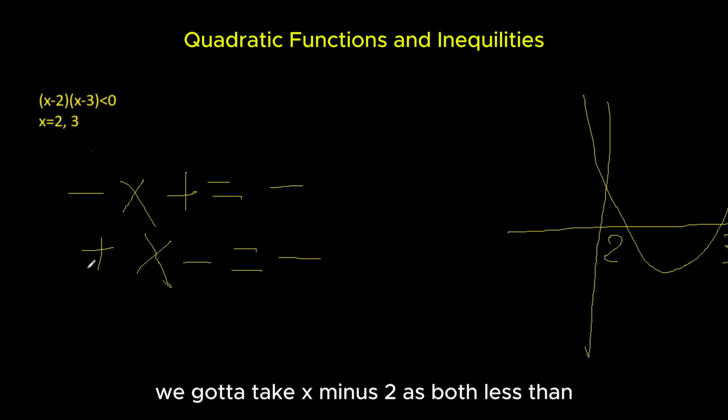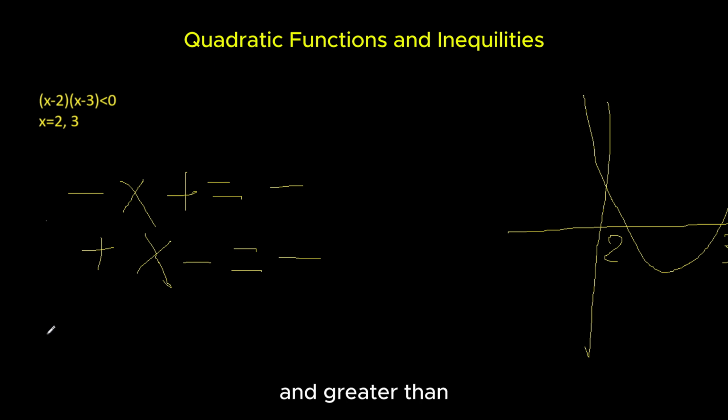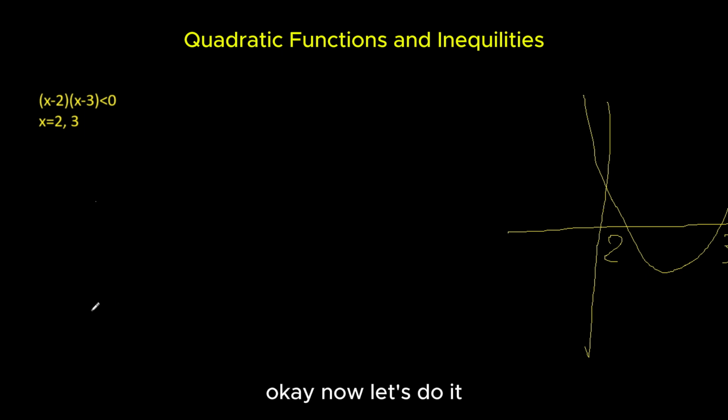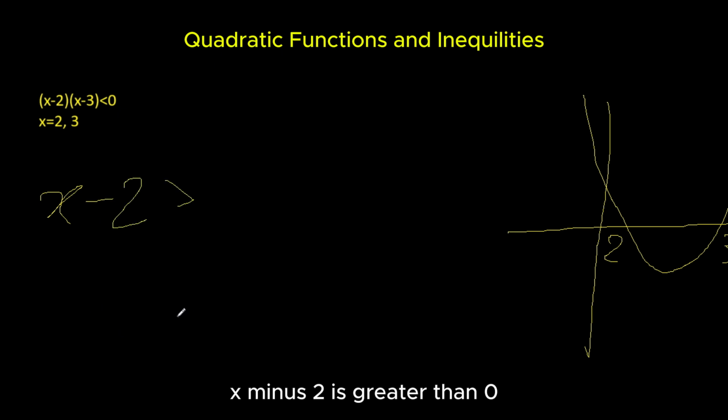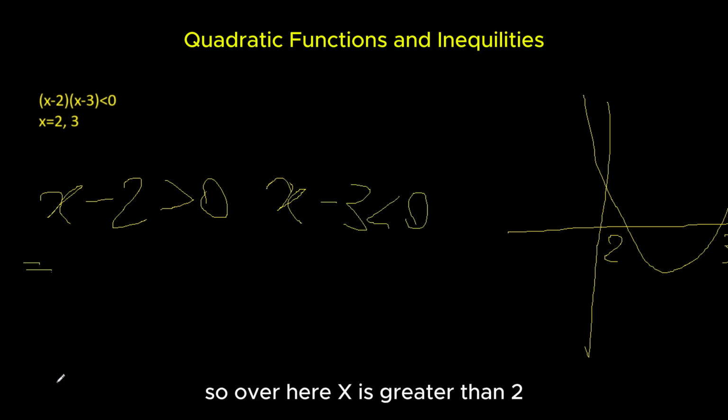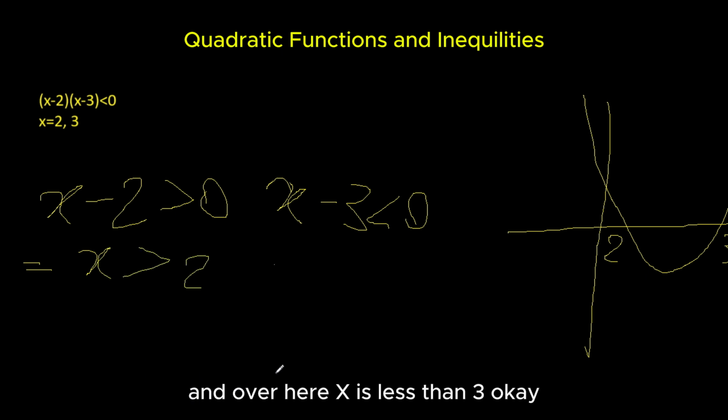Okay, so now we just got it for x minus 2 and x minus 3. We gotta take x minus 2 as both less than and greater than, and then we're gonna do the same for x minus 3. Okay, now let's do it. x minus 2 is greater than 0, while x minus 3 is less than 0. So over here x is greater than 2, and over here x is less than 3.